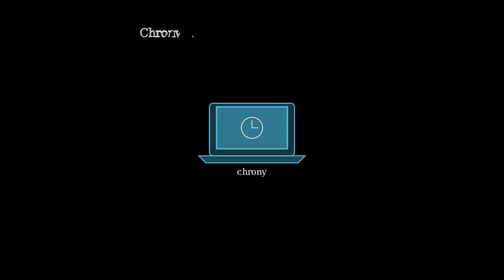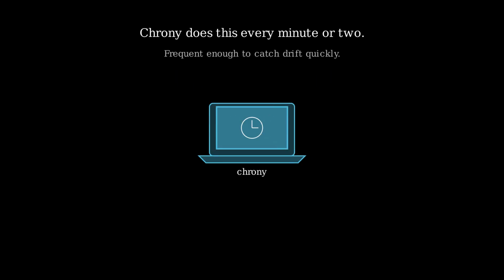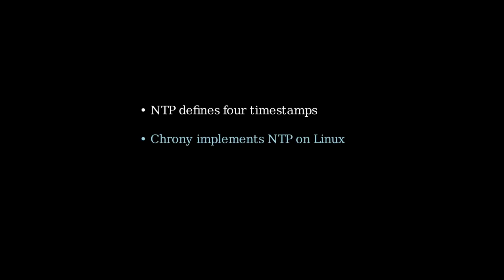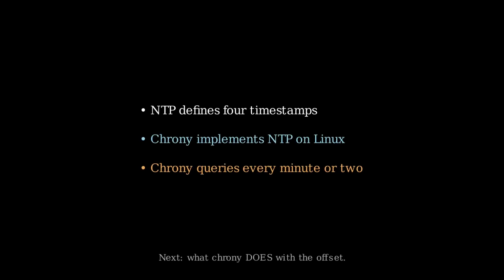Chrony does this NTP exchange every minute or two by default, often enough to catch drift quickly, light enough to be almost invisible. Next time, what Chrony actually does with that offset to correct your clock.